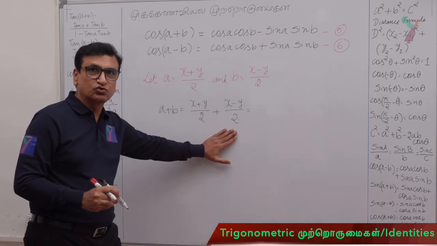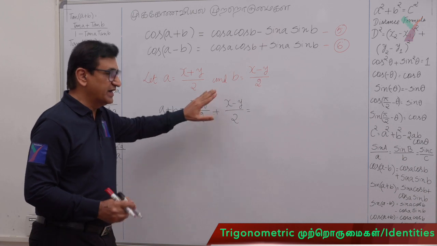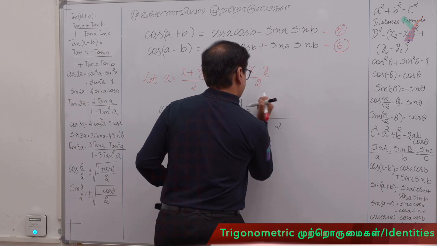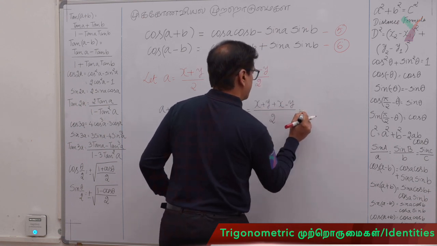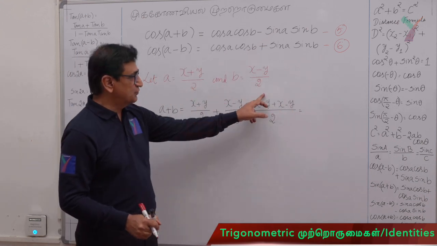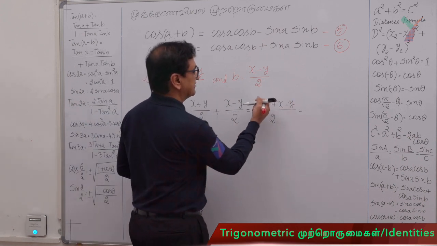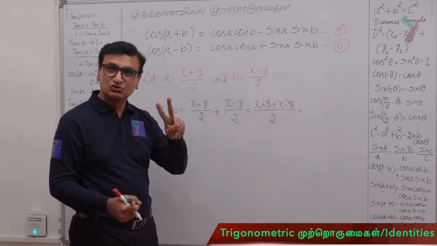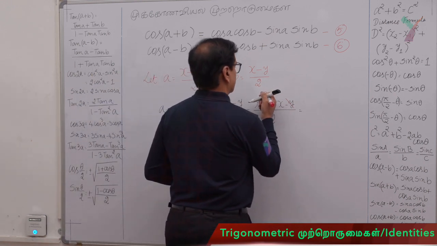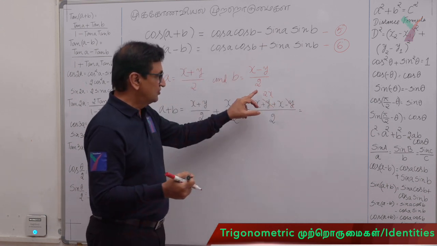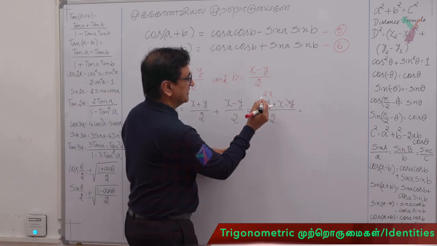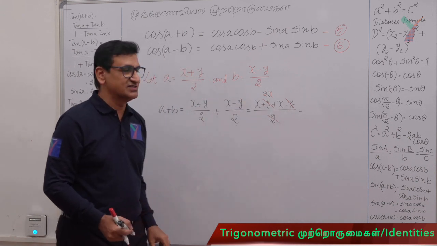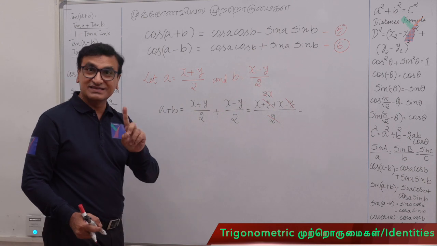If we take 2 as the common denominator, the numerator doesn't change, because there are only two terms. Look here, there is plus y and minus y, so these two will cancel. And x plus x is 2x, and 2x divided by 2, the 2 and 2 get cancelled. So finally you get x. Therefore a plus b equals x.